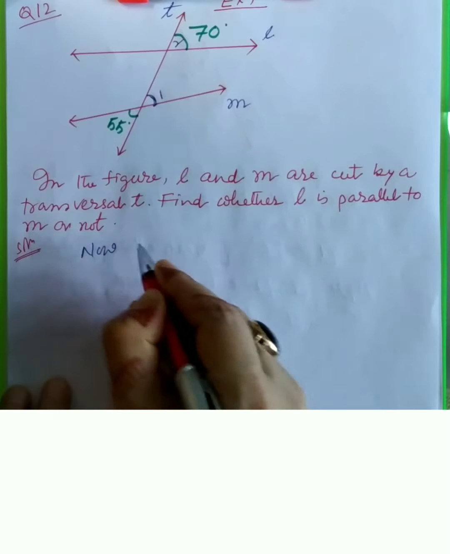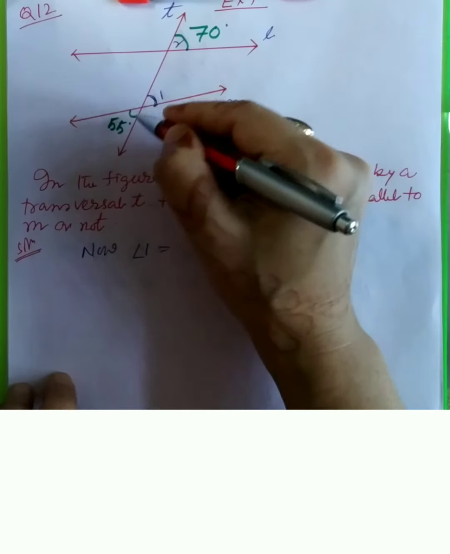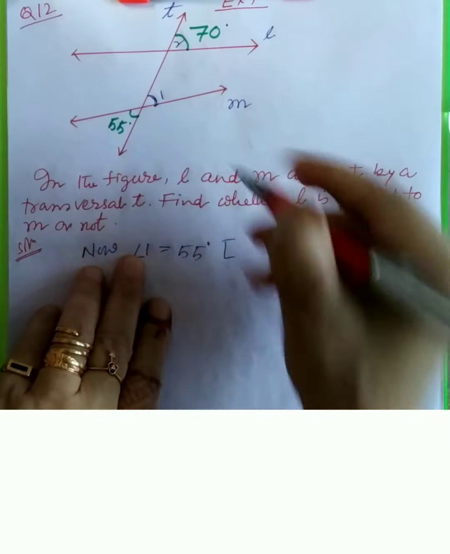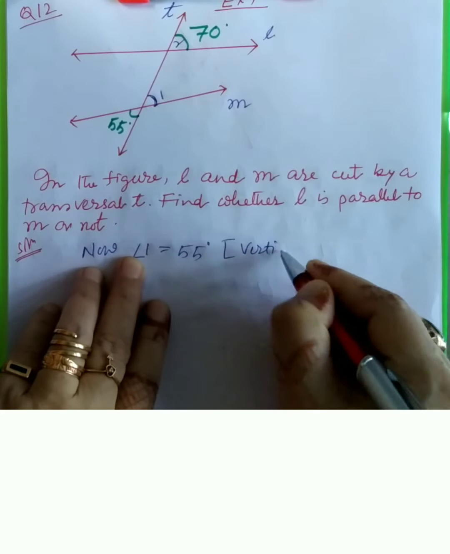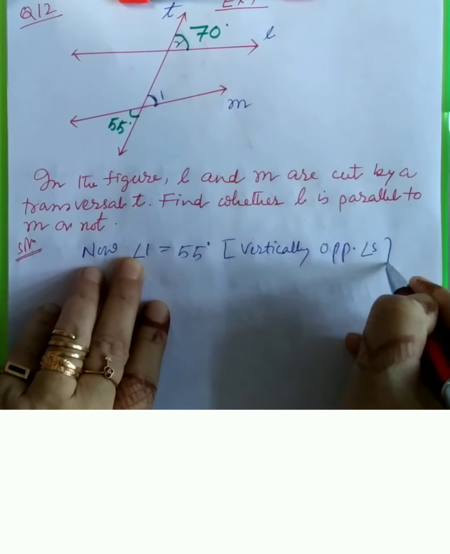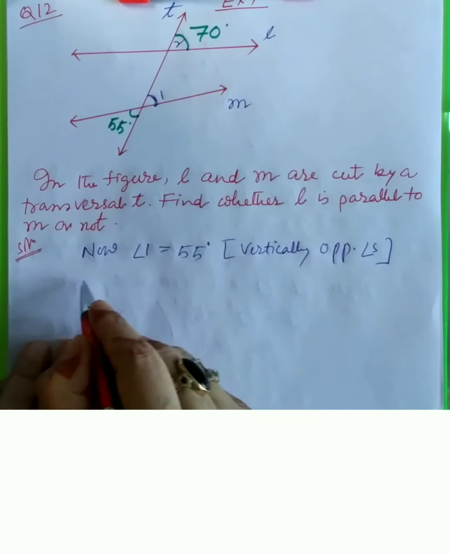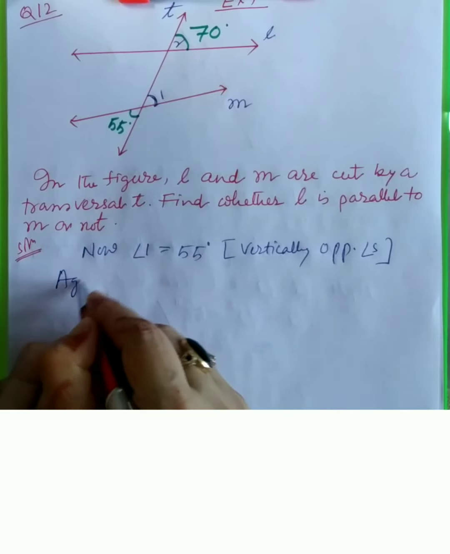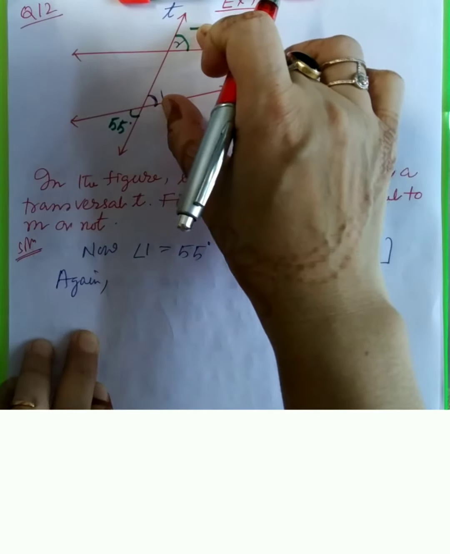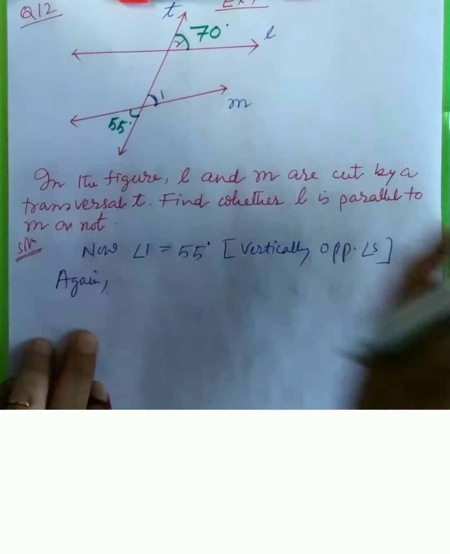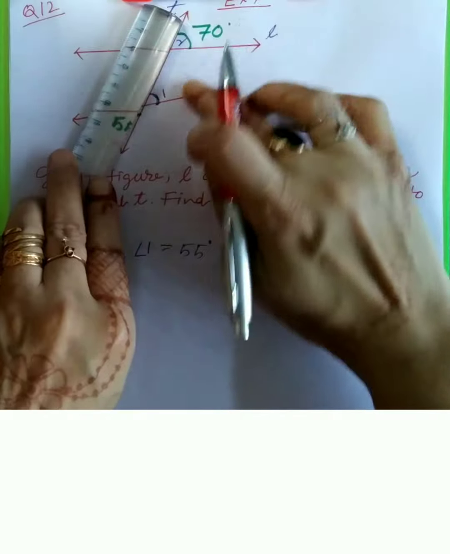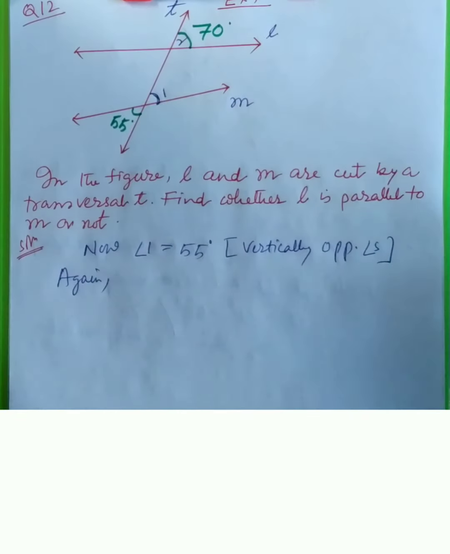Now angle 1 is equal to how much? 55 degree, because vertically opposite angles. Again you see 1 and 2, these are corresponding angles because both are on the right hand side and both are above the line. So these are corresponding angles.